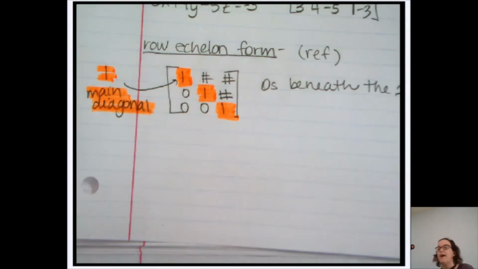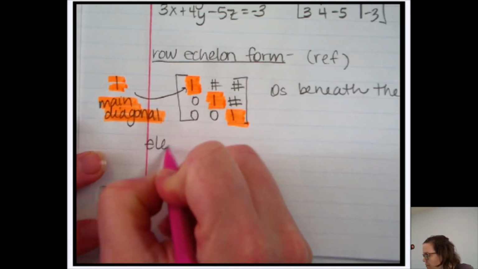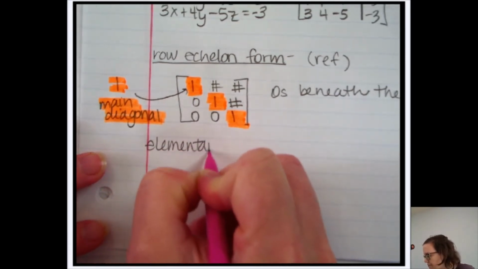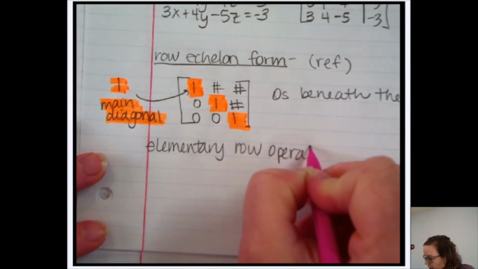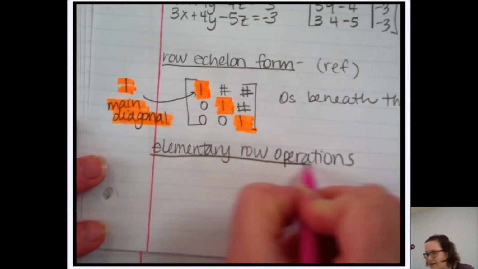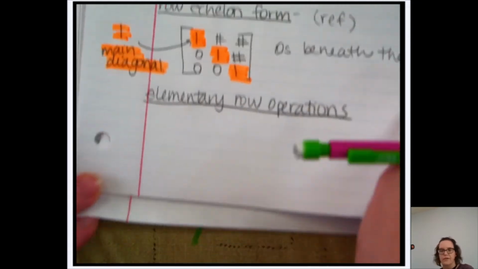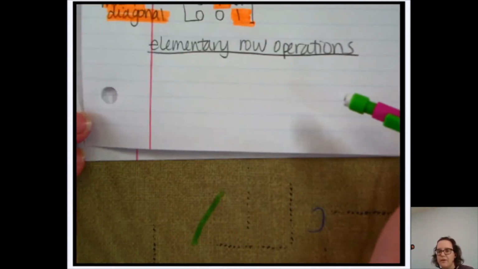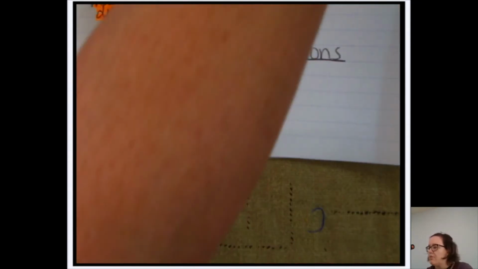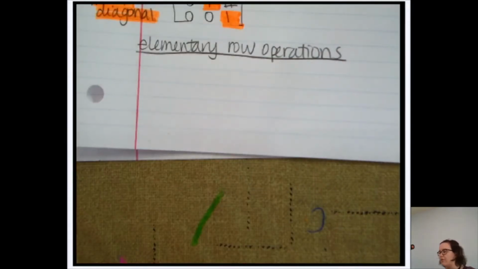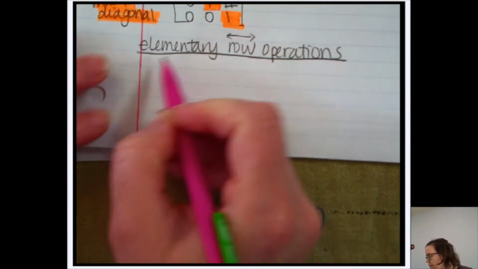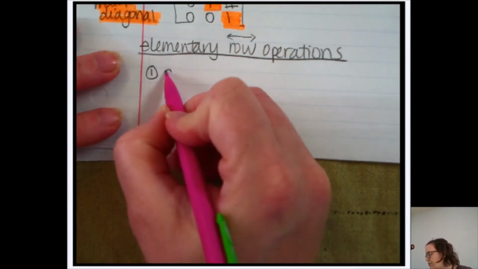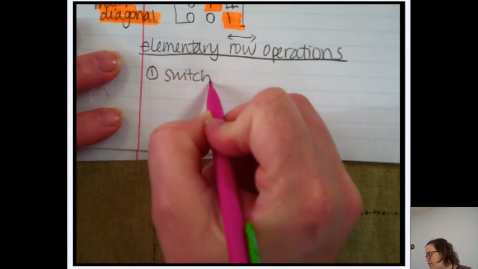Okay. Now, how do we get to that row echelon form? We use what are called elementary row operations. And there are three. Okay. And elementary, again, just means beginning or basic. Okay, so there are three things that we can do to a row in a matrix. And so rows go across. Okay. And the first thing that we can always do is we can switch or interchange two rows.